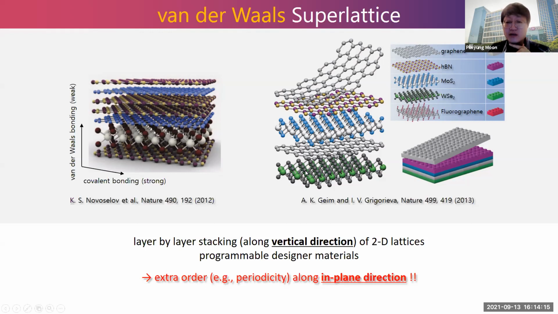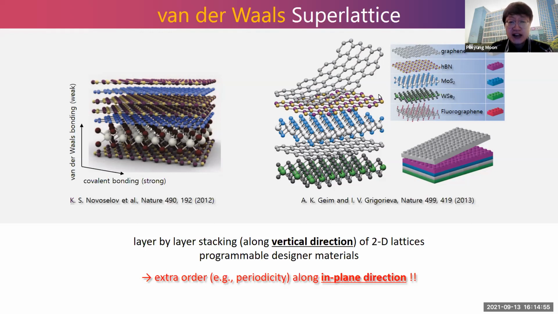A huge variety of material properties can be obtained by controlling the atomic species and the stacking sequences. For example, graphene sandwiched between hexagonal boron nitride will give different physical properties from graphene sandwiched between molybdenum disulfide. However, it should be noted that whenever we stack atomic layers in a vertical way, we get an extra order along the in-plane direction. Why does this happen?